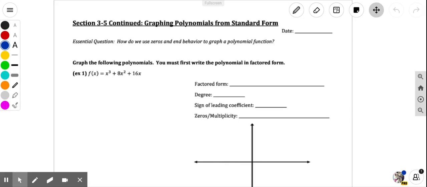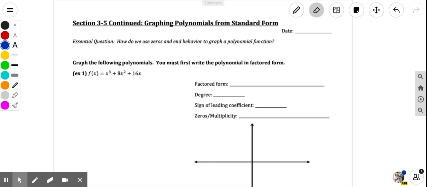Hey guys, so this next lesson is on graphing polynomials from standard form. So far, we have been graphing them from factored form. So standard form, remember, looks like this, where it goes highest degree to lowest degree. We need to get it to factored form so that way we can get the zeros and the multiplicity and figure out how to do the graph. So yesterday, hopefully you had some practice with factoring, and now today we're going to get into the actual graphing.